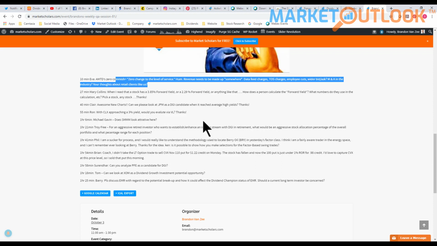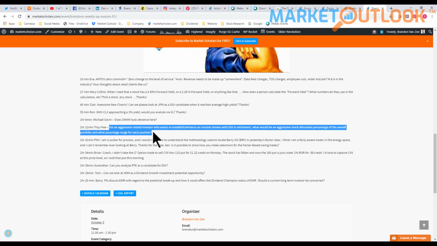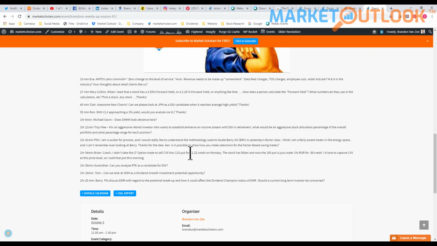We also had a conversation about how to calculate forward yield as opposed to backward yield. We also had a conversation about reviewing JP Morgan as a dividend growth investing candidate. We reviewed Clorox and 3M from the same perspectives. We also talked about high-level strategy about how much should you allocate to a dividend philosophy if you're retired and you want to be somewhat a bit more aggressive.